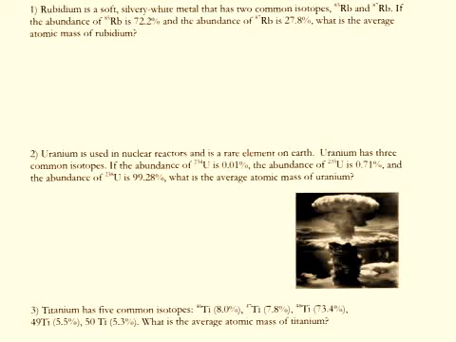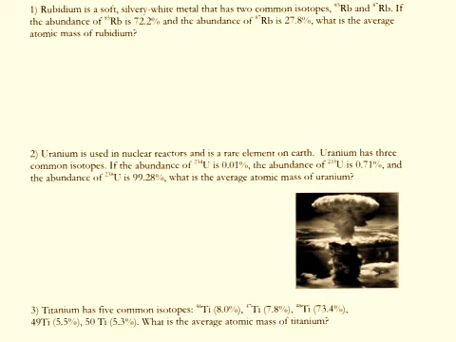Okay guys, this is a quick tutorial to help you get your head around how to calculate the relative atomic mass of an element on the periodic table based on the relative abundance of its isotopes. So we've got an example for you to take a look at here. First one, we've got rubidium. It's got two isotopes, rubidium 85 and rubidium 87. So if the abundance of rubidium 85 is 72.2 and the abundance of rubidium 87 is 27.8, what is the average atomic mass of rubidium?